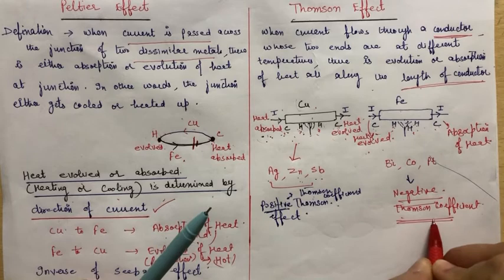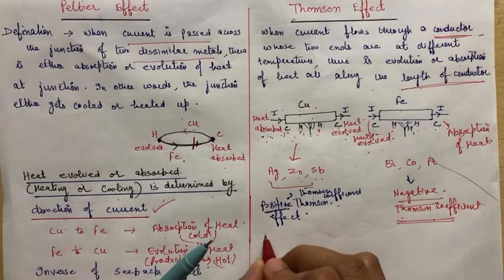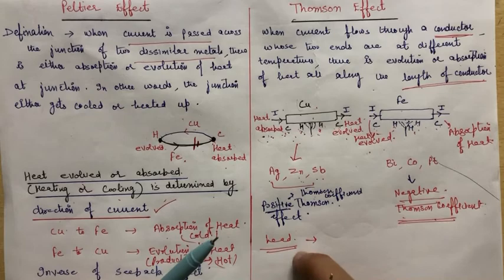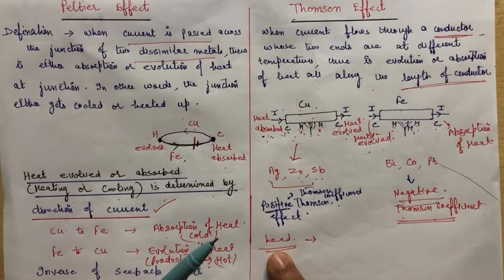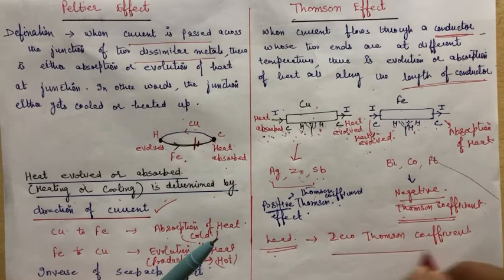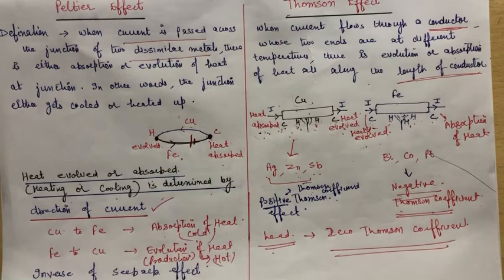Now there is a metal, that is lead, Pb, where there is no evolution or absorption of heat when current is passed through it. So there is no production of heat and no absorption of heat in the case of lead. So this metal has zero Thomson coefficient. Sometimes a question will come in exams, which metal has zero Thomson coefficient. Then the conductor you can say is lead.